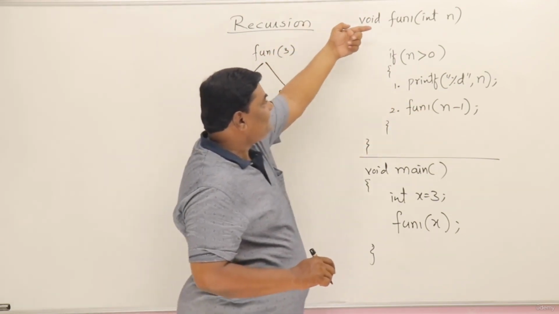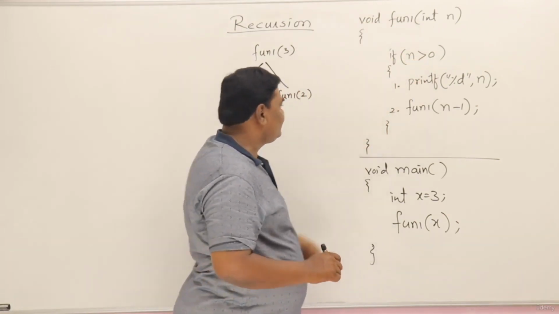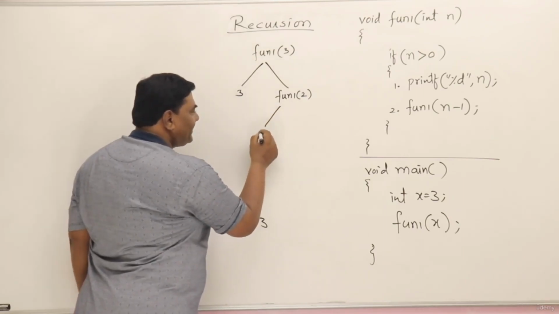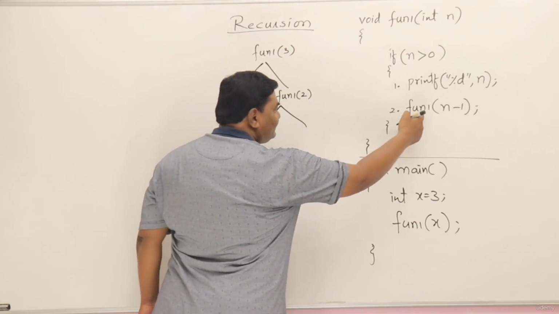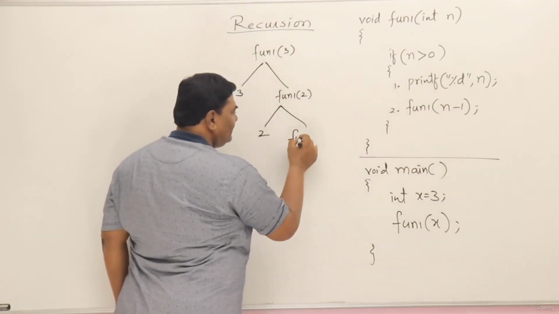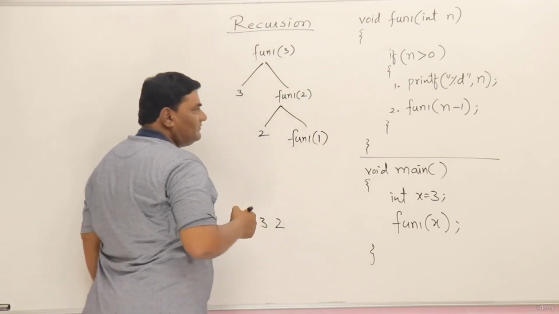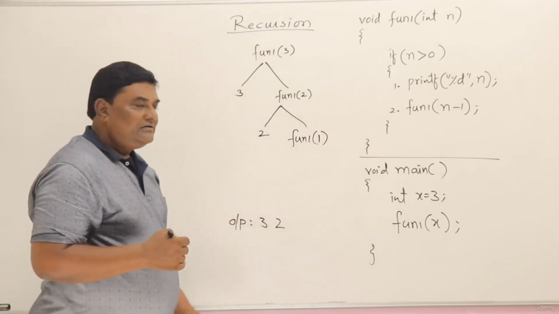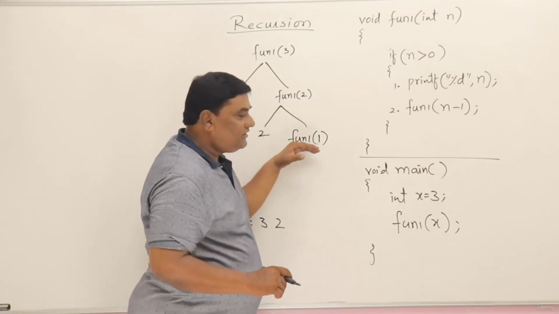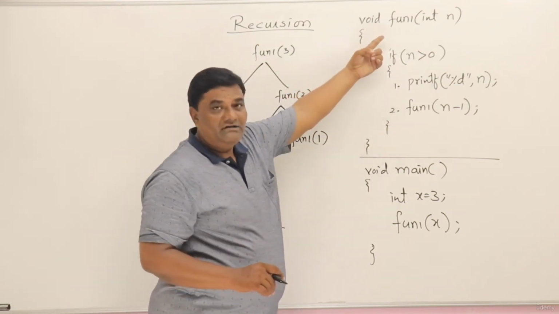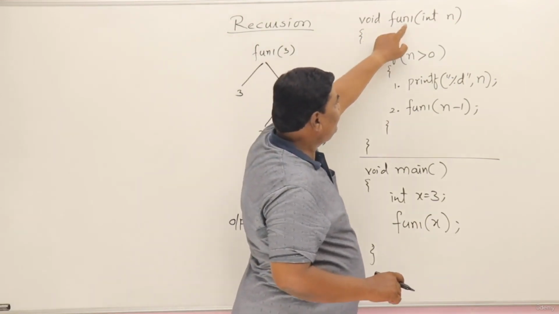Fun of 2. Again start. 2. 2 is greater than 0. Yes, two steps. So the first step is print 2. So the output is 2. Then call itself for n minus 1. So fun of 1. Now still this call has not finished. It has printed and it has to call this one. So again a new call, a fresh call. That fresh call is fun1 with 1.